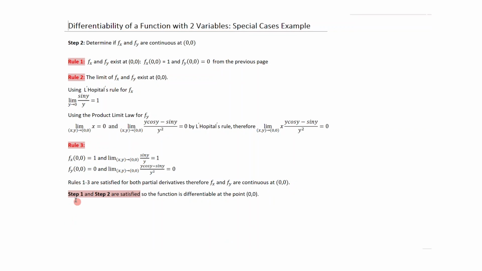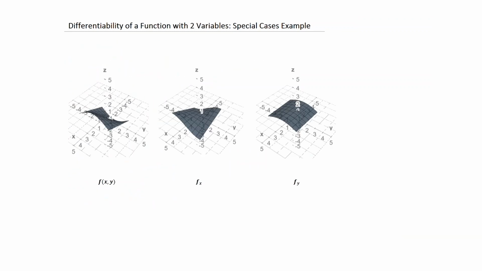All right, notice that step 1 and step 2 are satisfied, and so now we can state that the function is differentiable at the point (0,0). Now, if you wish, these are graphs of the specific function where I have shown the original one, f partial x and f partial y. And if you want, you can click on this URL to look at this and move the object around if you're interested in doing so.